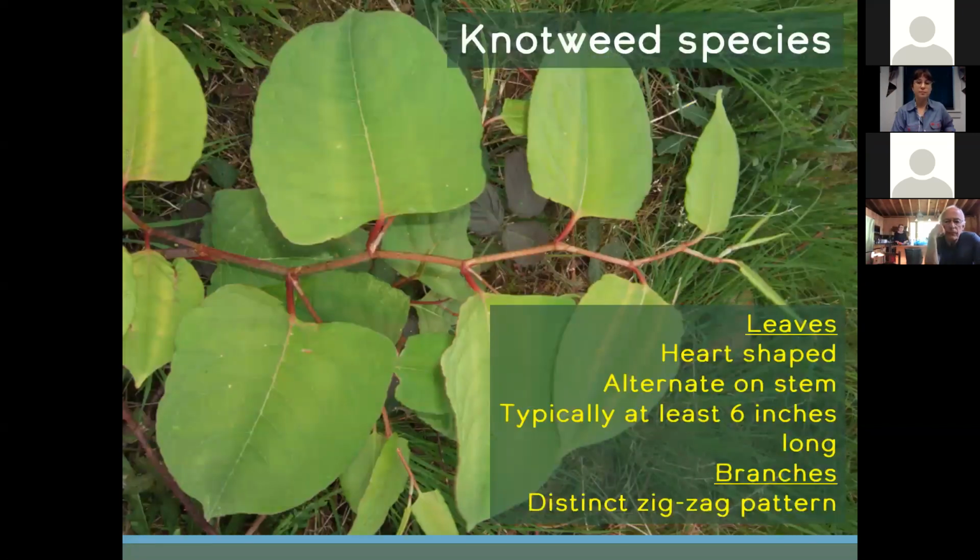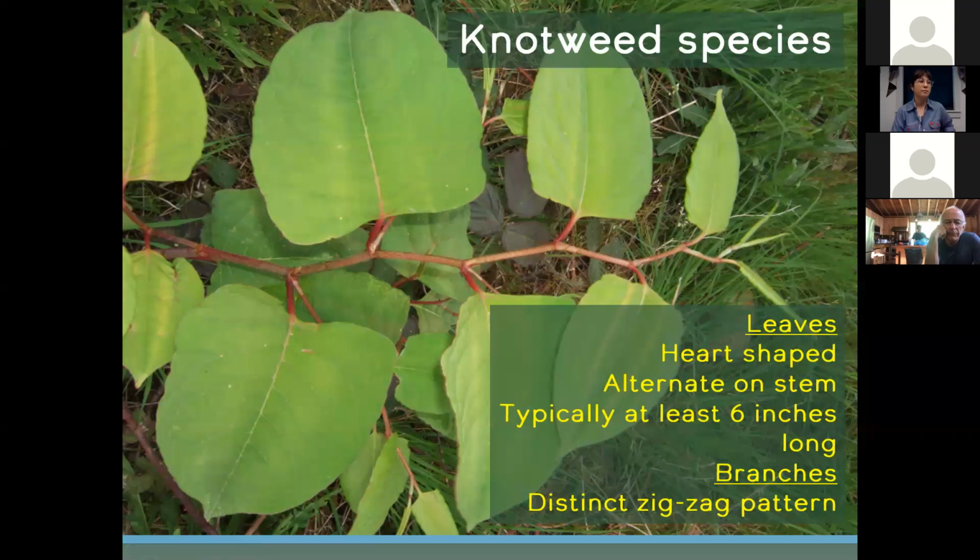So the first thing I look for when I'm identifying knotweed, aside from dense stands of knotweed alongside the edge of the road, is I look at the leaves. And the leaves are generally thought of as heart-shaped. So if you look at the leaf here, you can see it's kind of got a flat or a little indent here at the base and a little bit of a pointed tip. These leaves are also alternate on the stem. So as opposed to being directly across from each other, they're spaced, one on one side, one on the other. And that pattern continues. These leaves are typically at least 6 inches long, although that does vary by species.